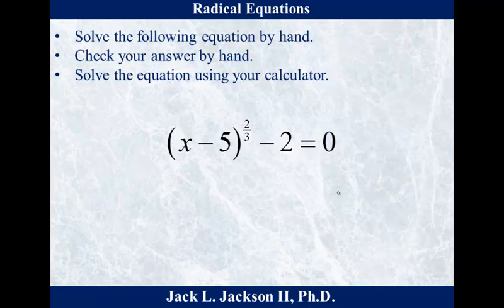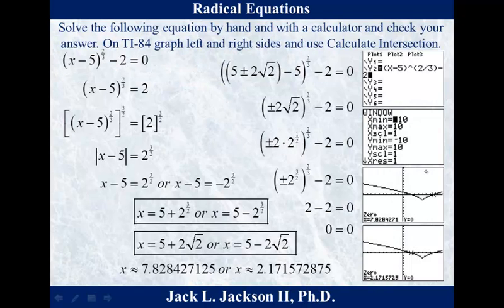So we've got a fraction exponent, and we want to get that expression by itself on one side. So we're going to add 2 to both sides, and then we're going to raise to the reciprocal power. So the reciprocal power is 3/2. Okay, so we got 2 to the 3/2 on the right. The 3/2 and the 2/3 cancel and give us x minus 5, but it needs absolute value.